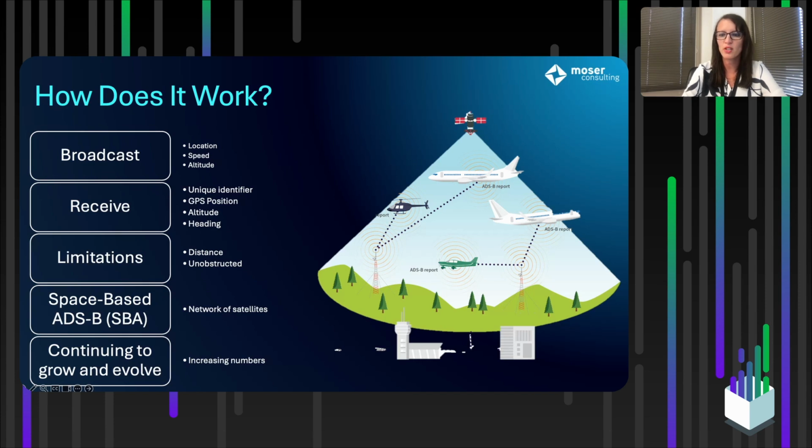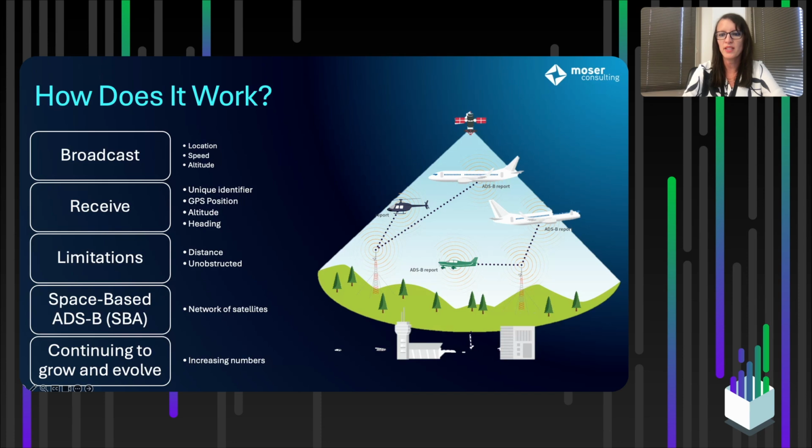There are some limitations with this technology. For instance, it can be broadcast for a distance of 250 nautical miles in all directions, and it needs an unobstructed line of sight. This makes coverage difficult near mountains or over oceans.